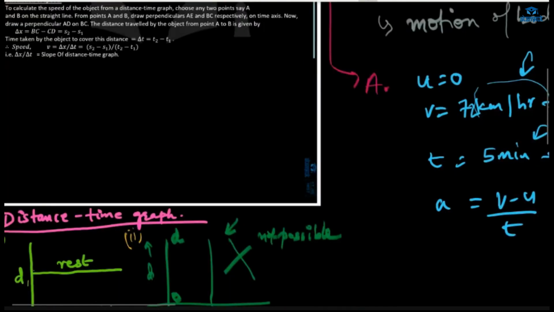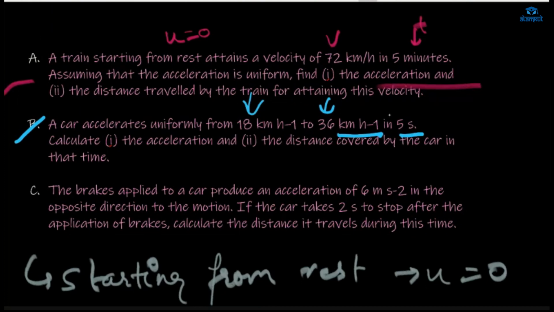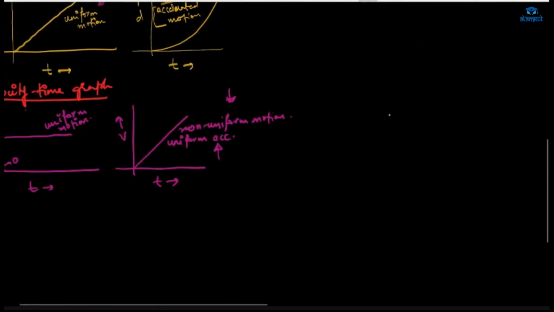What was in the question? Here we saw the question now. A train starting from rest attains a velocity of 72 km per hour in 5 minutes, assuming that the acceleration is uniform. Acceleration is uniform. The same graph is this.